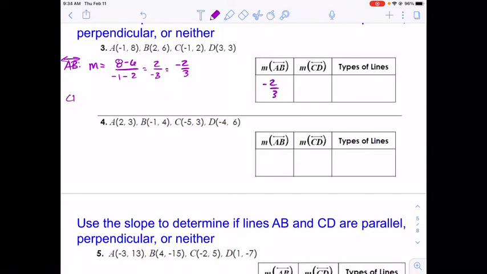Now for line CD, the slope for this line is going to be 2 minus 3 over negative 1 minus 3. Negative 1 over negative 4, which is positive 1/4. So since these are not equal, and they're not negative reciprocals, this would be neither.